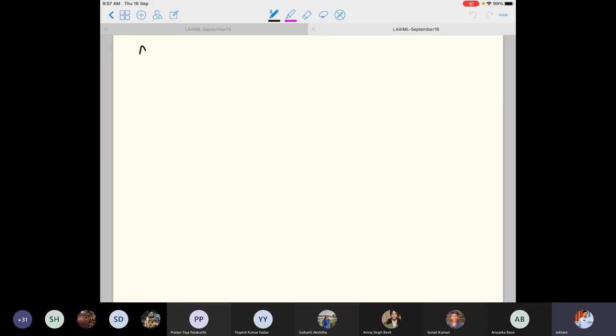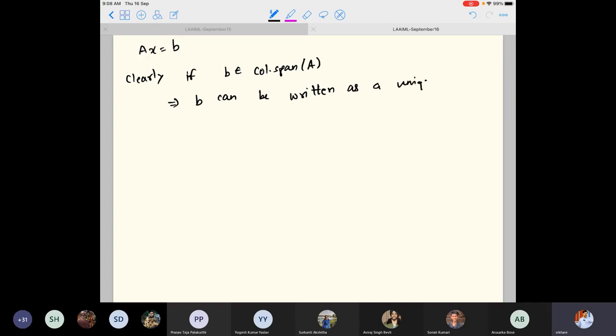So when can we solve Ax equals b, when A has linearly independent columns? Clearly, if b belongs to the column span of A, then what does that mean? That means that b can be written as a unique linear combination of columns of A, correct?